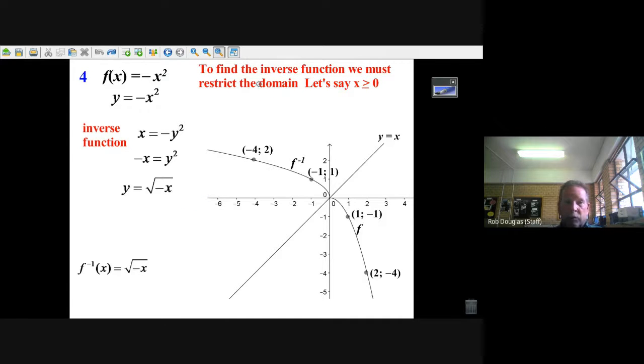So you have to restrict the domain of the original function. Otherwise, the inverse won't be a function. That's the idea. And here we've sketched the original function and we've sketched the inverse.